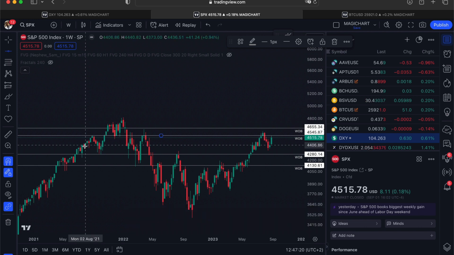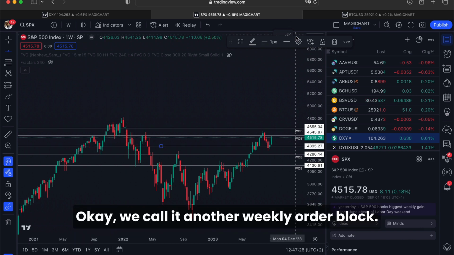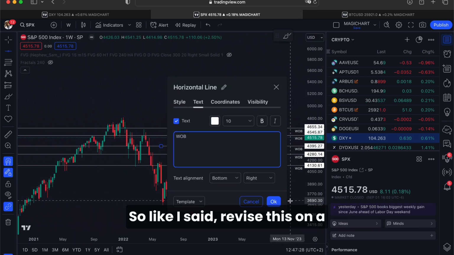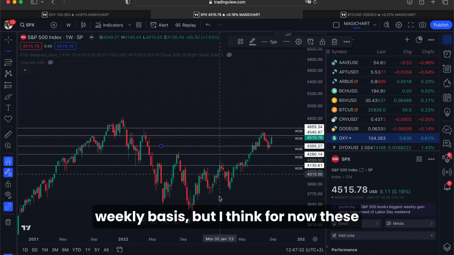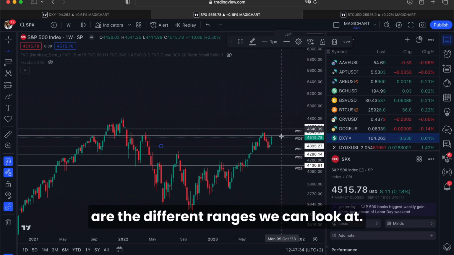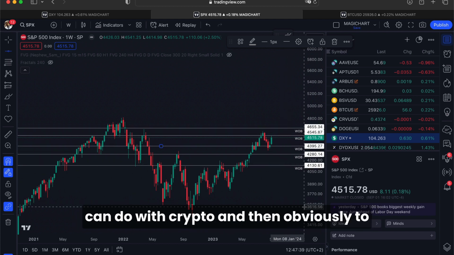Maybe, yeah, I think let's just take this one for now. Okay, we call it another weekly order block. So, like I said, revise this on a weekly basis, but I think for now these are the different ranges we can look at. Okay, so this almost determines what we can do with crypto.